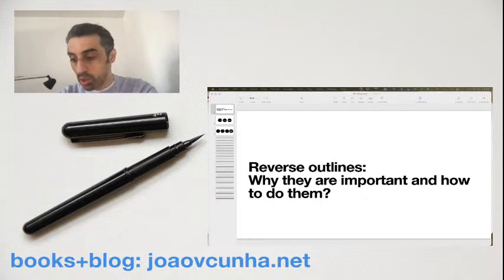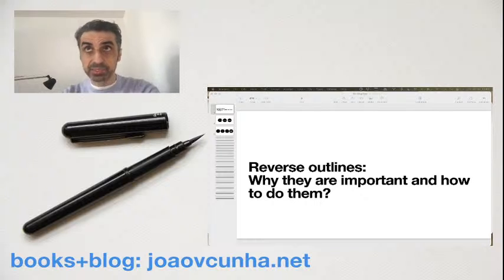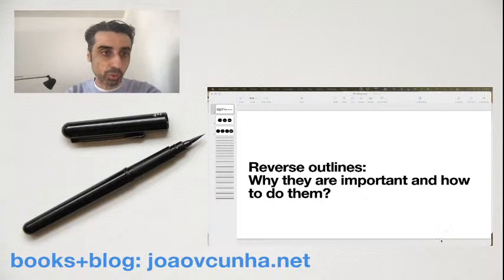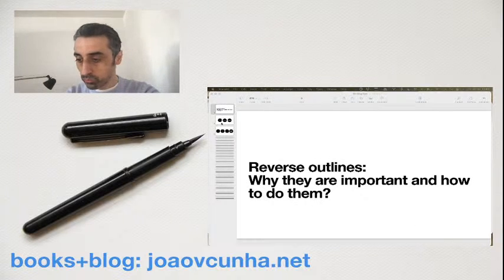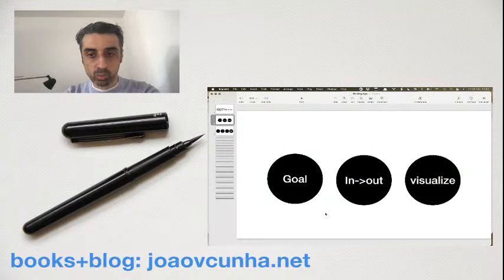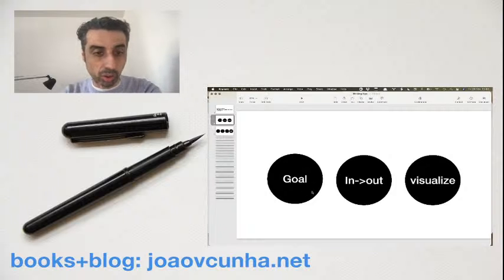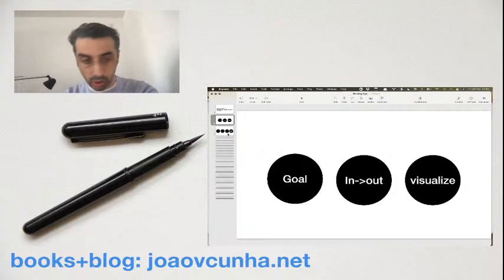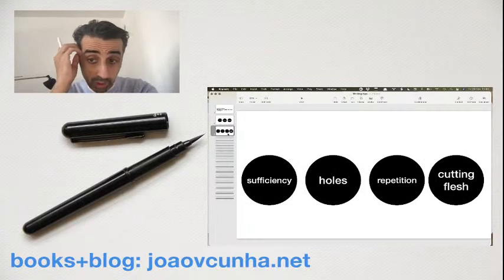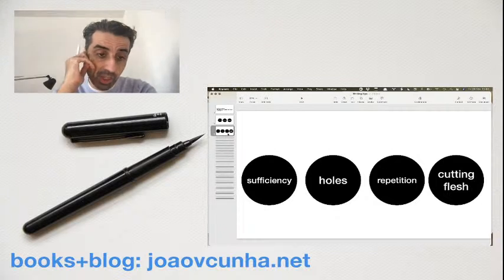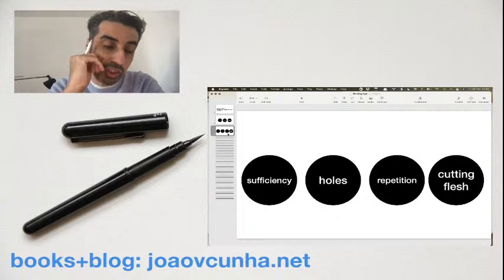Okay, and so what are the three key things for reverse outlining? We can start with the goals, right? Why do you reverse outline? What are the goals? For me, there are four goals for reverse outlining. The first is about sufficiency.